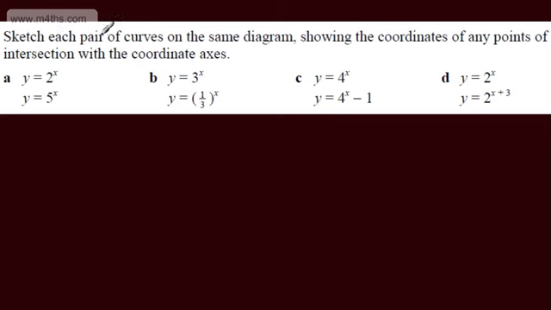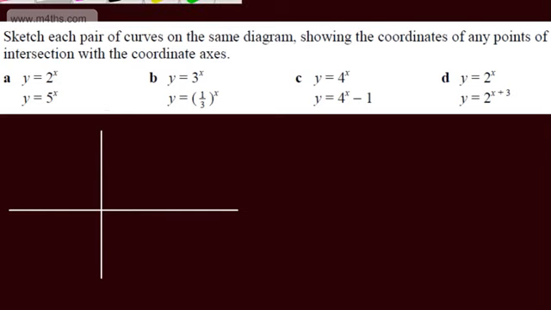So we're asked to sketch each pair of curves on the same diagram, showing the coordinates of any point of intersection with the coordinate axis. So we need to sketch each of these. So we've got 2 to the x and 5 to the x. So we need to show these now. We're going to have the exponential functions for both.